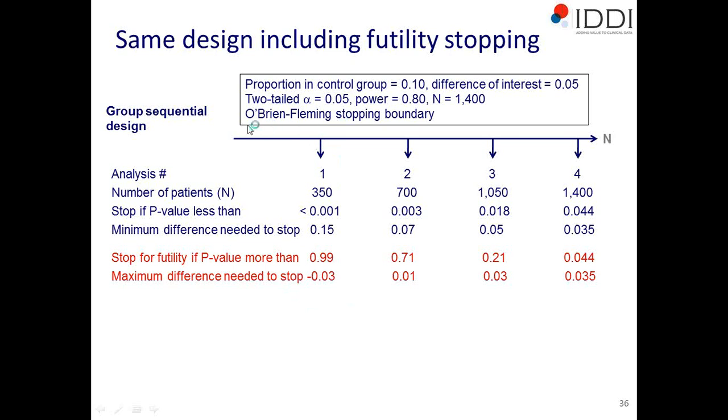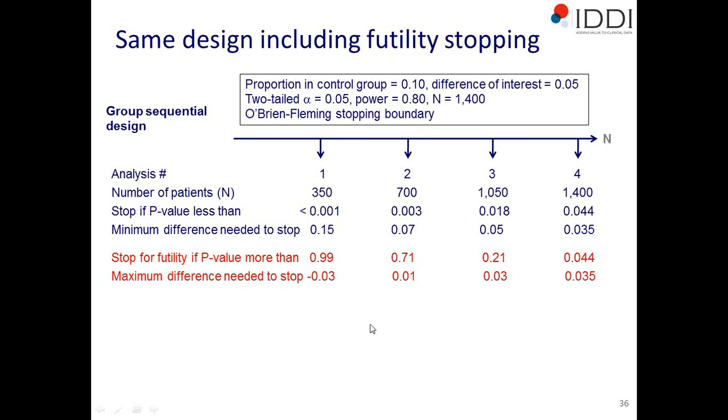And this, by the way, I didn't say, is using an O'Brien-Fleming stopping boundary. You could use other boundaries if you preferred. You have a lot of choices. You have a lot of flexibility in terms of the kinds of boundaries you want to use. You could even use a different boundary for efficacy and for futility. You might be more aggressive to stop for futility than you are to stop for efficacy.